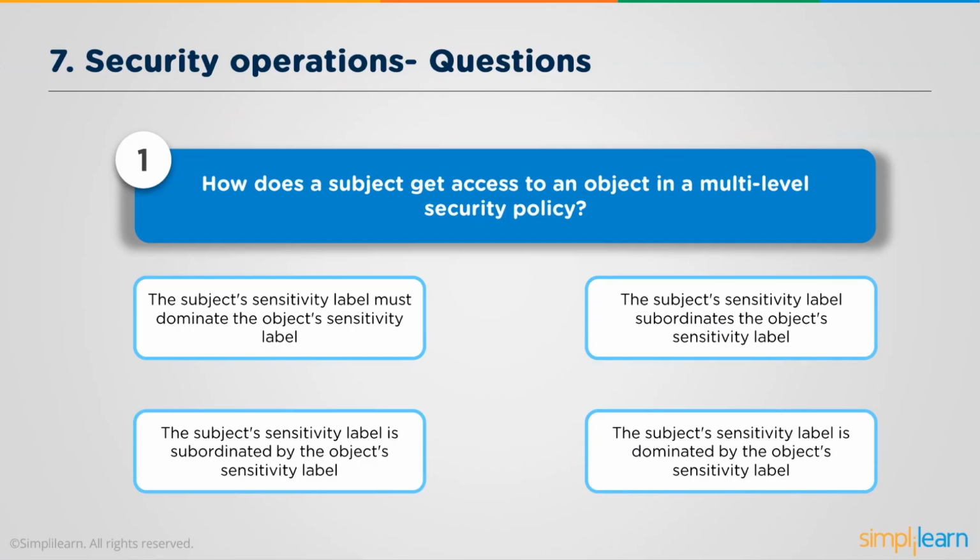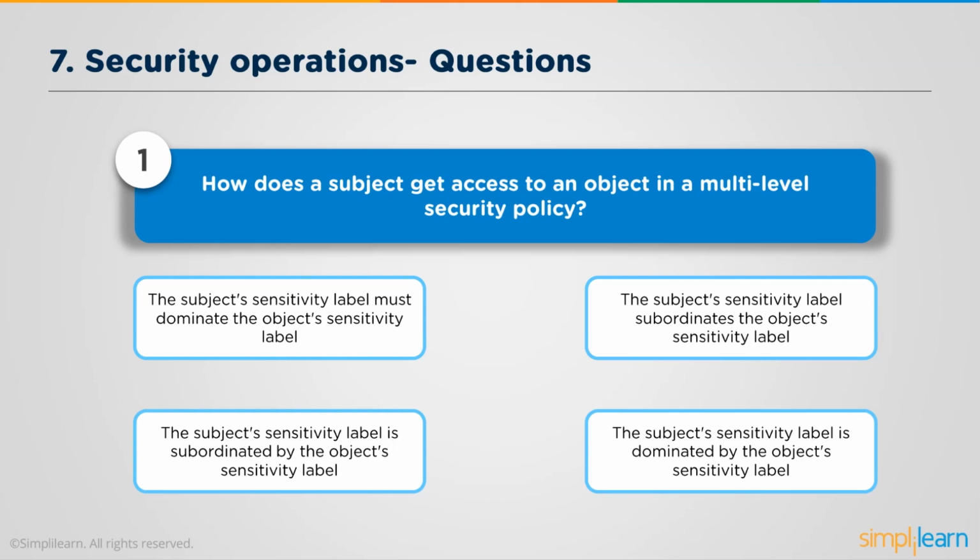Let's look at a few questions from this domain. How does a subject get access to an object in a multi-level security policy? Now, first we need to understand what a multi-level security policy is. We need to understand what a subject is and what an object is. Let's look at the options first. The subject sensitivity label must dominate the object sensitivity label. The subject sensitivity label subordinates the object sensitivity label. The subject sensitivity label is subordinated by the object sensitivity label. And the subject sensitivity label is dominated by the object sensitivity label.